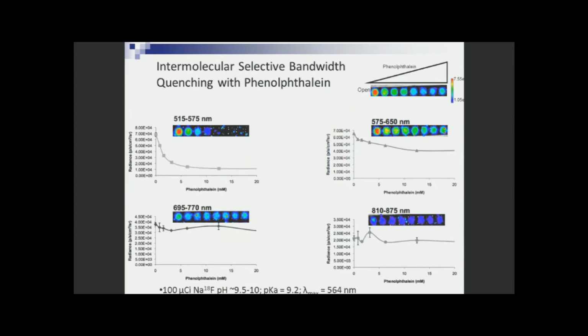And so you can see that if you plot at each of the different wavelengths, you see the greatest change at 515 to 575, and when you get out to the longer wavelengths, you see absolutely no quenching of the Cherenkov radiation, but the initial emission is at a lower intensity.